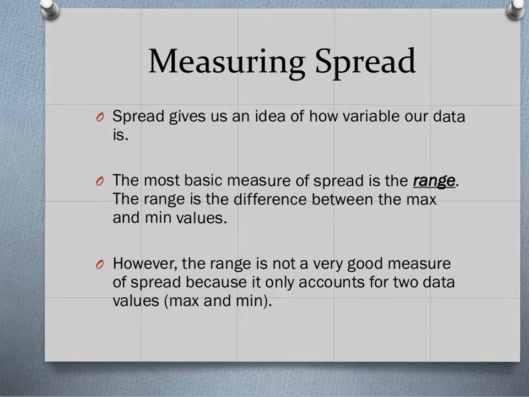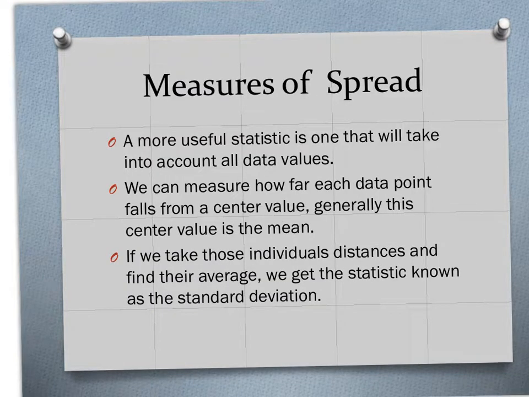That measure is going to be called the standard deviation. The standard deviation measures how far each data point falls from the center value. Generally, that center value is the mean. If we take the individual distances and find their average, so we add all the different differences from the mean up, we get a statistic that is known as the standard deviation. And the standard deviation is the on average deviation away from the mean.